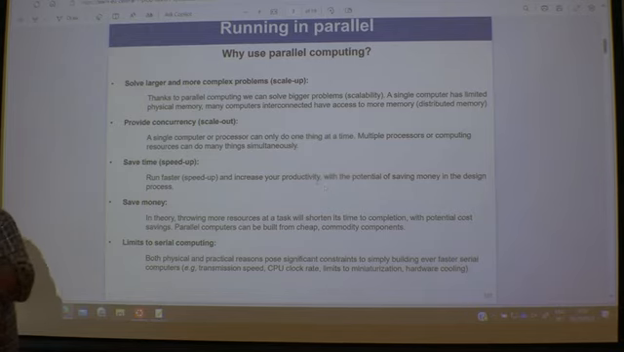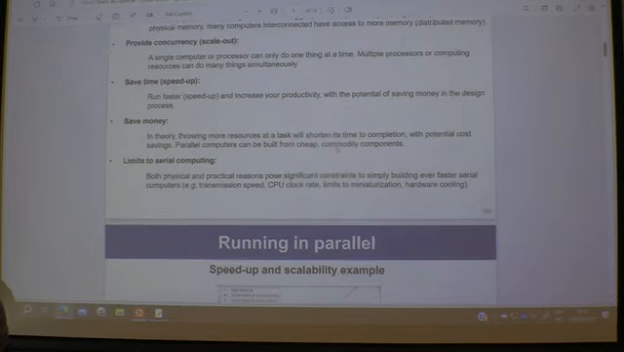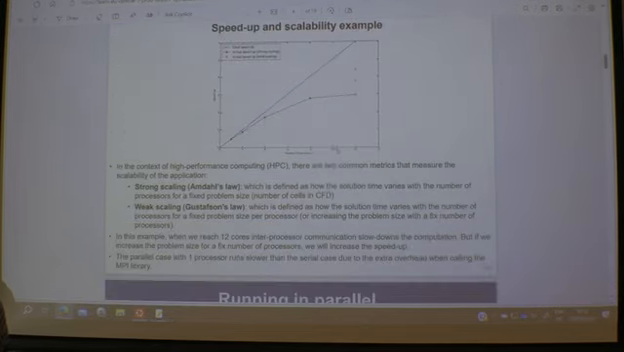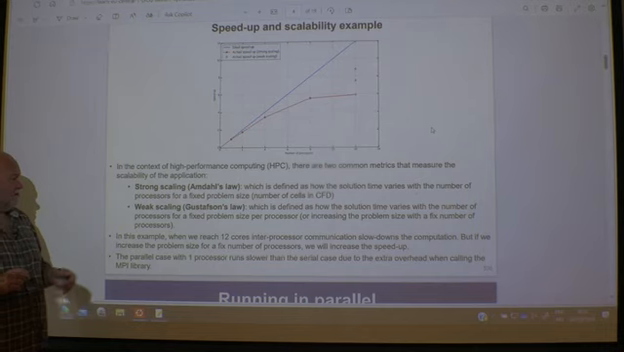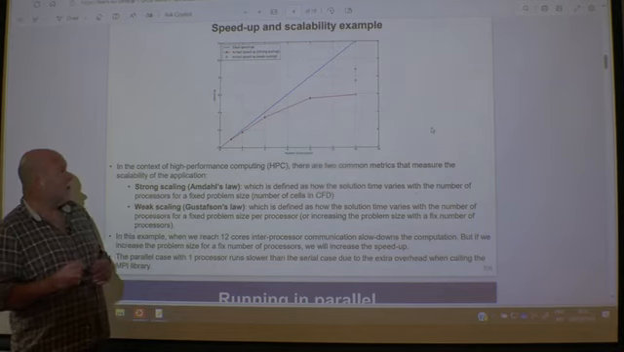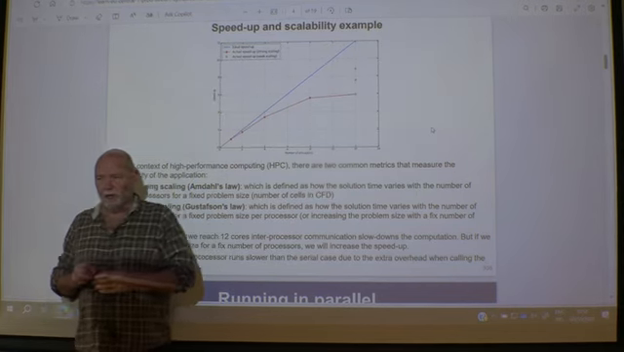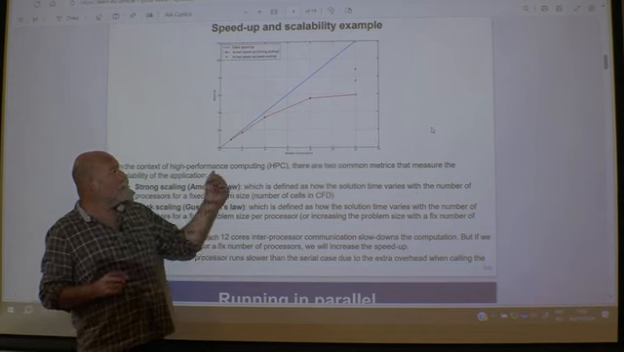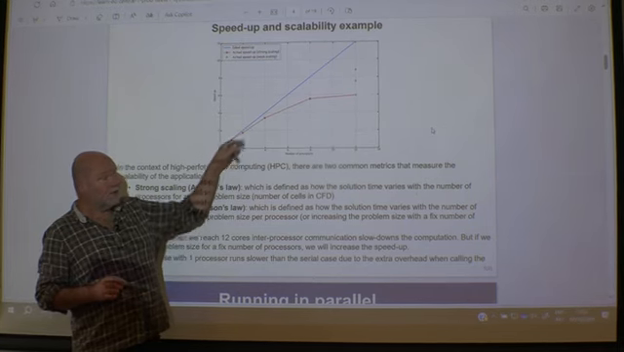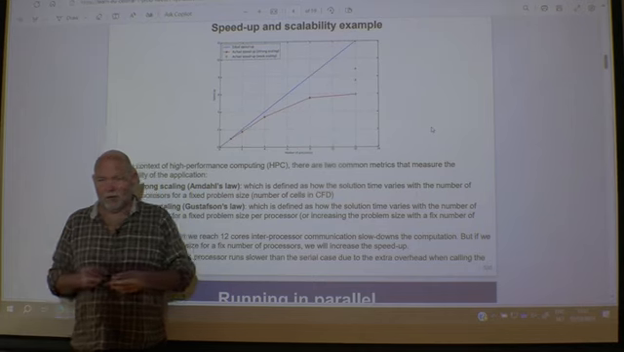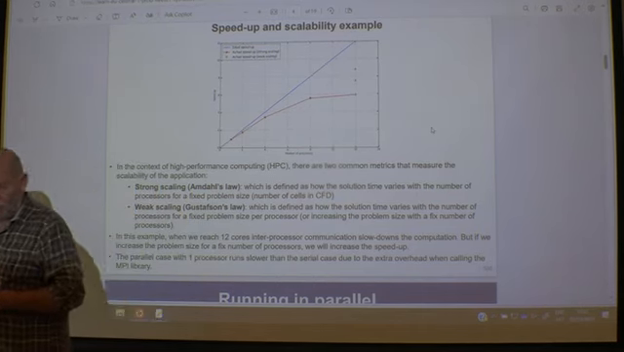So, and why should we do this? Of course, it runs much faster. So that's the whole thing. You have Amdahl's law and Gustafson's law, how this should scale. So here you have the speedup versus number of processors. Ideally then, if you use 2 processors, it should take just half the time. And with 4 processors, it should use 1/4 of the time.